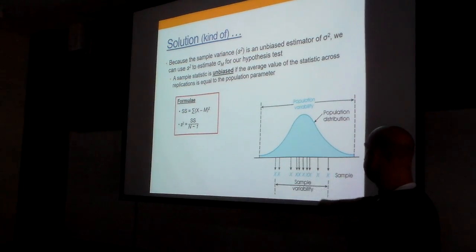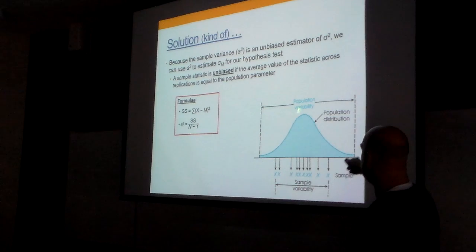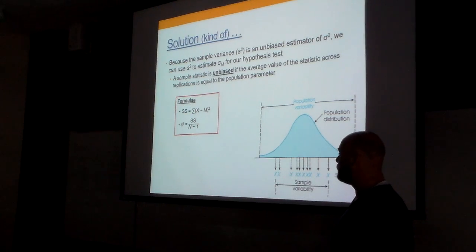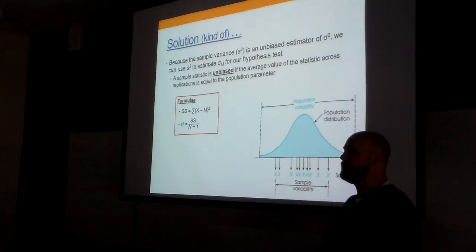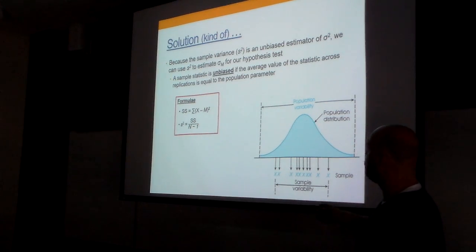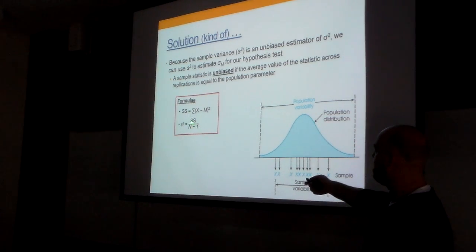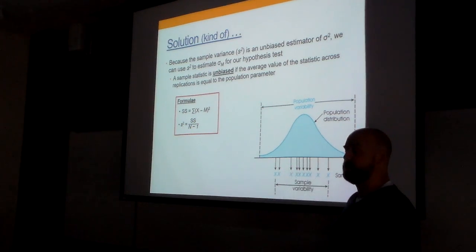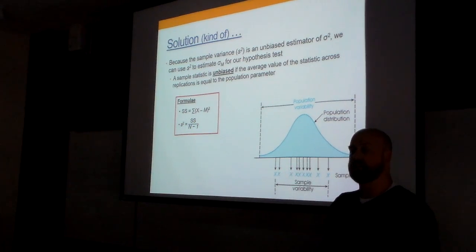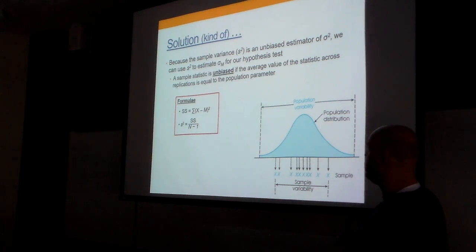So, here's our population variability, right? This is our population distribution, and this represents our variability, right? And to calculate our sample variance, we calculate our sum of squares. Sum of squares is just our sum of squared deviation scores, and we divide that sum of squares by n minus 1. This gives me my sample variance, which is an unbiased estimator of my population variance. Okay.